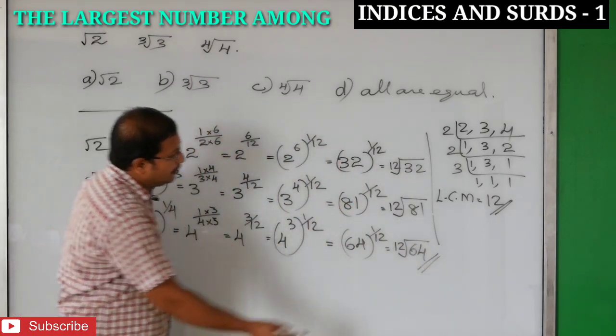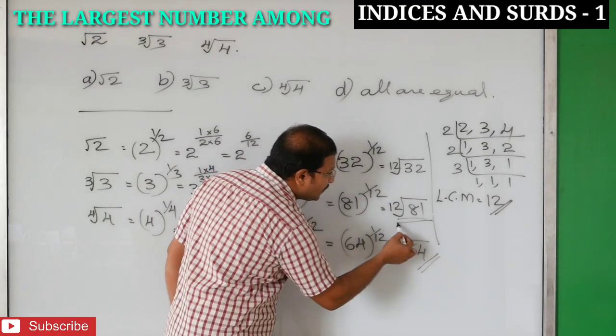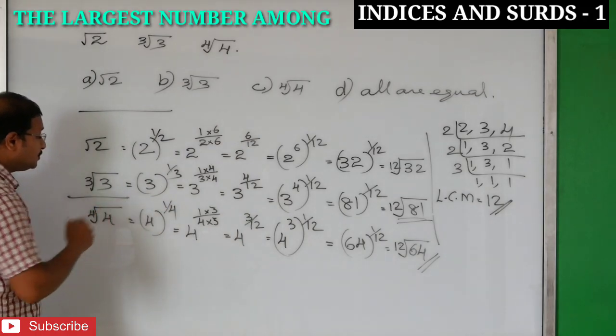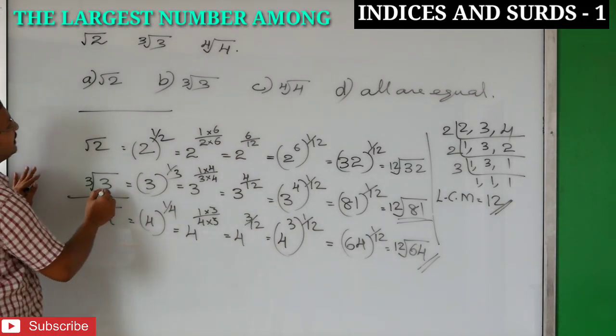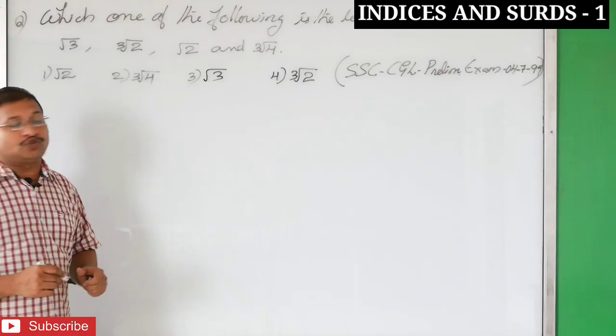Now look at this one. See, all have the 12th root. That means here the bigger number is 81. 81 belongs to the cube root of 3. That means B is the right option. Got it? Let's see the next question.